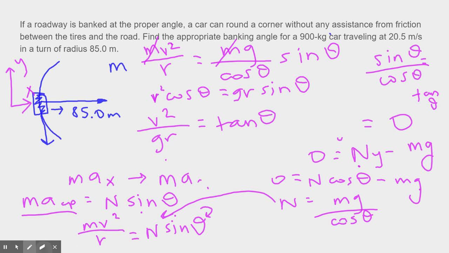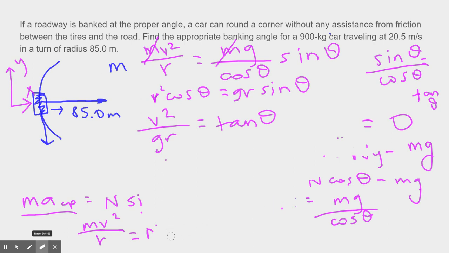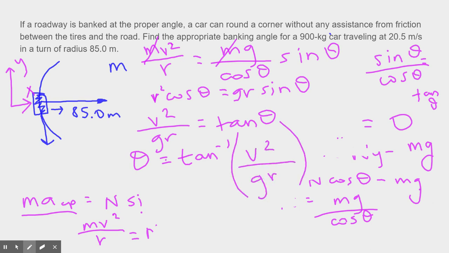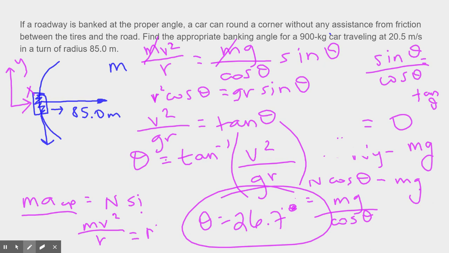So to solve for this, we'll rearrange a little bit more, and we get that to find theta, we're going to need to use the inverse tangent of v squared over gr. That will allow us to solve. And when you plug in all your numbers, you should find that theta is approximately 26.7 degrees. That's the final answer.